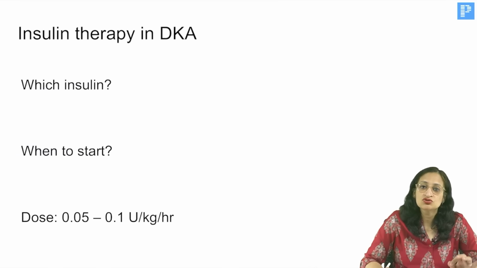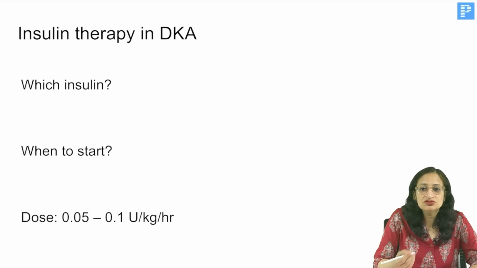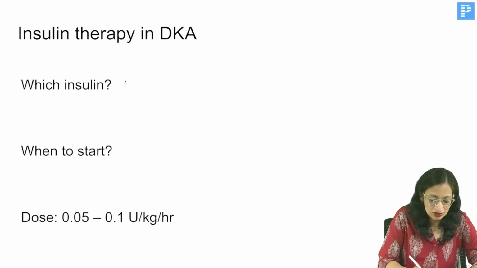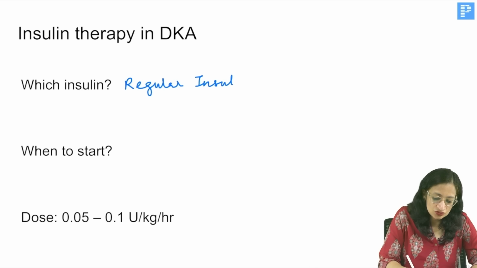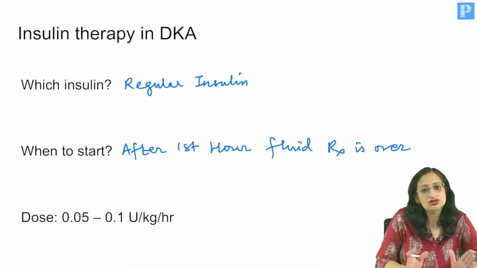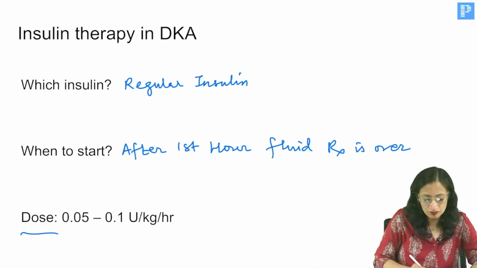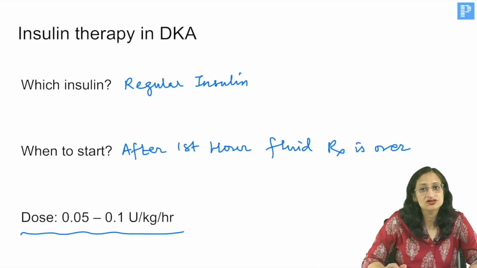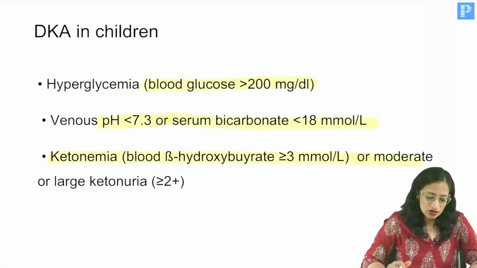Now, what about the use of insulin in a child with DKA? Which insulin do you use? We use regular insulin. When to start? We start after the first hour of fluid treatment is over. We gave normal saline in the first hour, and after that is over, you start regular insulin infusion at the rate of 0.05 to 0.1 unit per kg per hour. So coming back to our question.